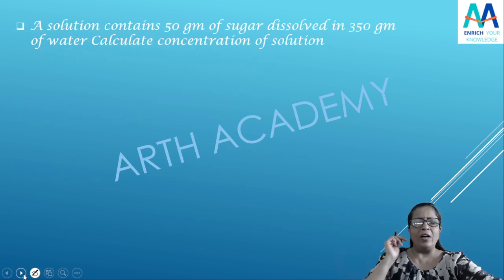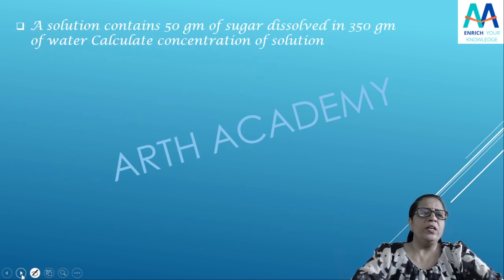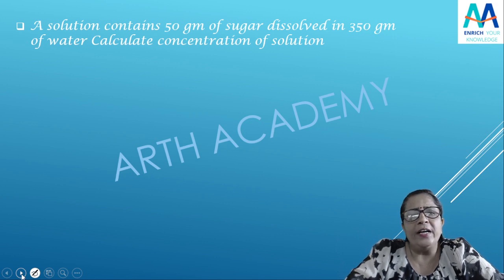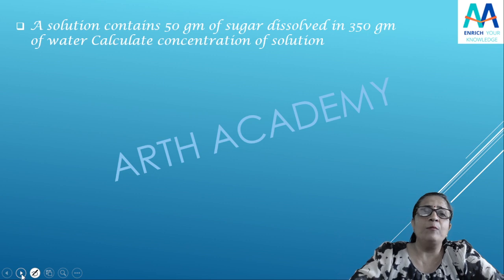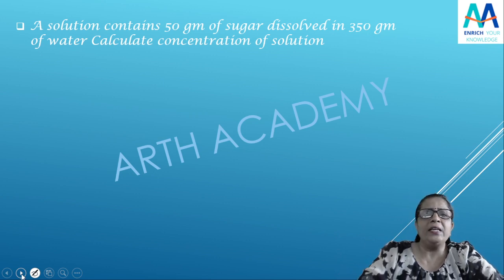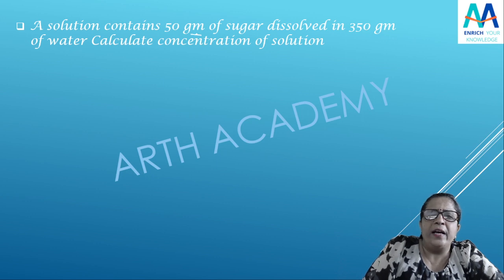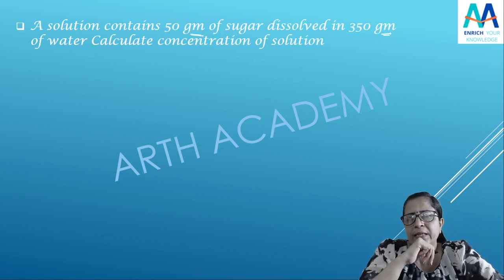Come on, now we will just solve this. What is the question? A solution contains 50 grams of sugar dissolved in 350 grams of water. Calculate the concentration of solution. What can you see? Both are given in grams, that means it is mass by mass, am I right?